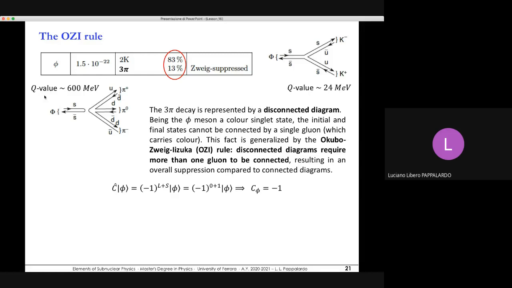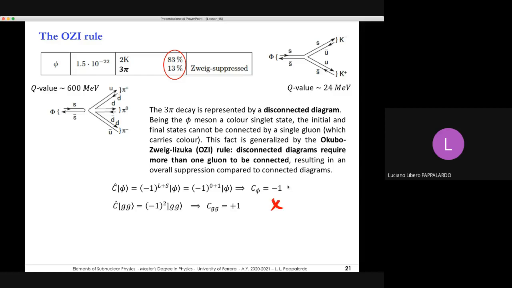Concerning this vertex here, the phi meson is a vector meson, so one has to also take into account the spin contribution to the wave function. As we studied a few weeks ago, the charge conjugation is (-1)^(L+S). Now the phi meson is a low-lying state, so the orbital angular momentum is 0, and it is a vector meson, so the spin is 1. So overall, you get (-1)^1. So the eigenvalue of charge conjugation for the phi meson is -1.